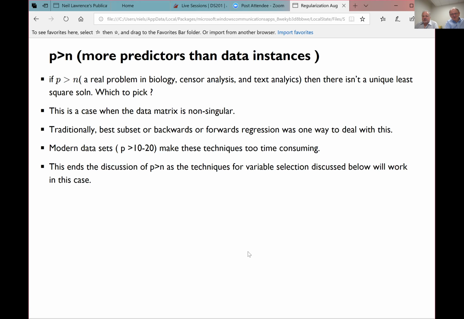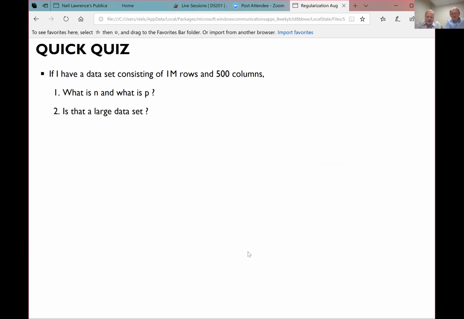And there were traditional ways to deal with this, but the problem with them is that with modern data sets, once you have more than 10 or 20 variables, depending on exactly what you're doing and how powerful your machine is, these methods become too time-consuming to be practical. So, when there are more variables than there are data points, regularization is essential. But there are lots of cases when there are way more data points than there are variables, and regularization is still useful.